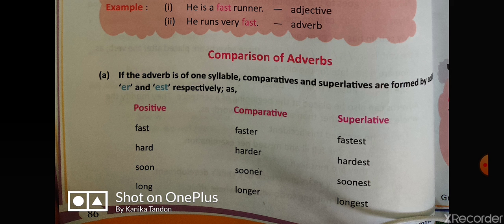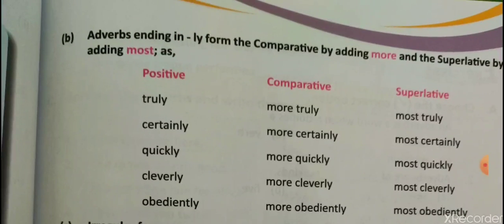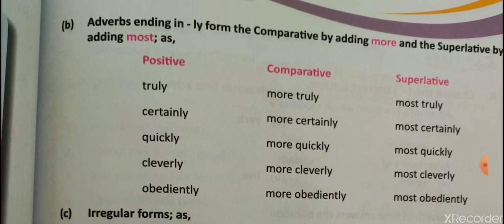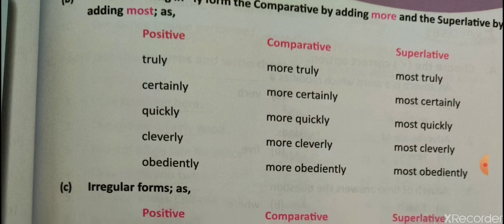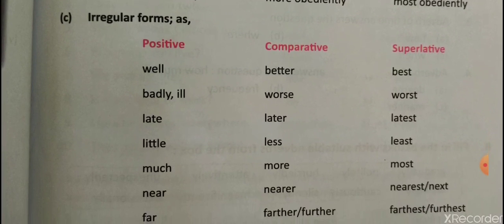long, longer, longest. Coming on to the next one, adverbs ending in -ly form the comparative by adding more, and the superlative by adding most to the positive degree. Like truly becomes more truly, most truly; certainly, more certainly, most certainly. And these are the other examples that you can read. Now irregular forms.